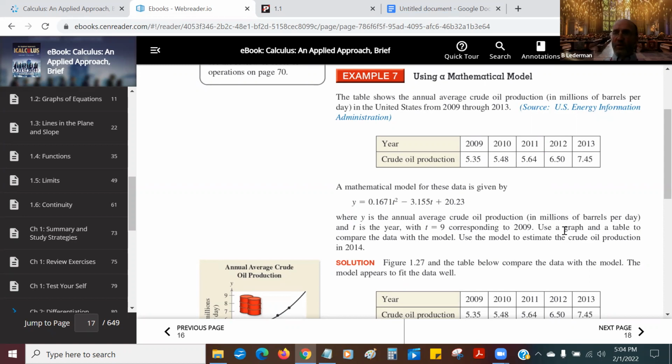What we want to do is use the graph and a table to compare the data with the model, and use the model to estimate the crude oil production in 2014. That's why we want these. By the way, that's the key. We have all these points, these years, and a good mathematical model helps us predict what it's going to be in 2014. And predicting in business, knowing what's going to be, is a very big thing. It helps you set up your whole thing.